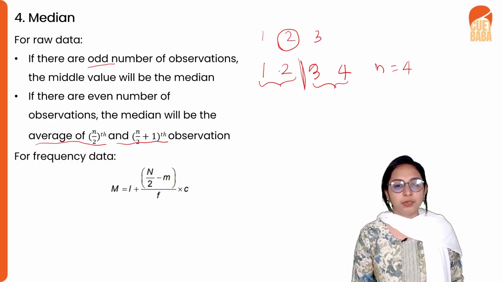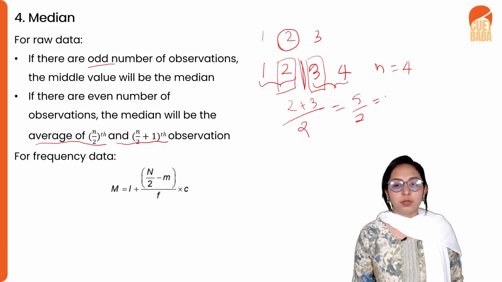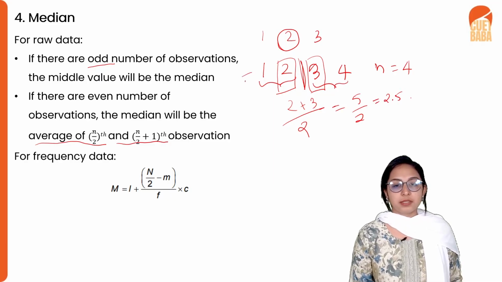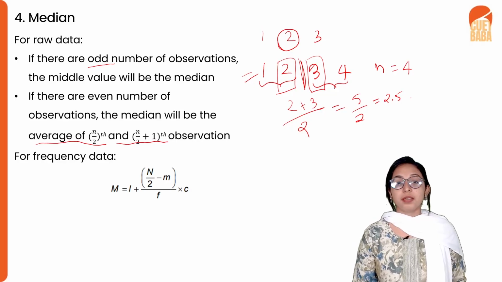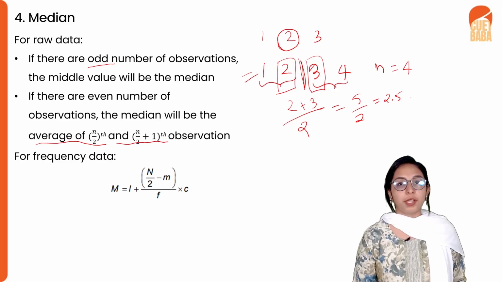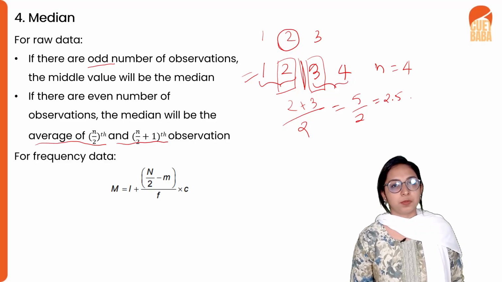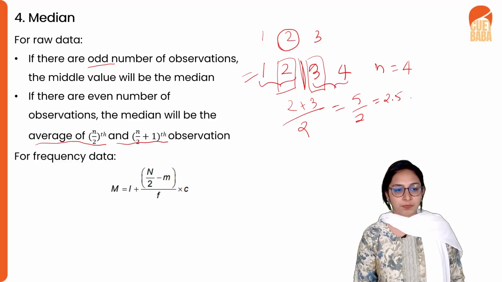So n by 2 will be 2 and n by 2 plus 1 will be 3. So we are going to find the average of this, that is 2 plus 3 divided by 2, which is 5 by 2 equal to 2.5, the median of this data. When there are an even number of observations, we find the n by 2th observation and the n by 2 plus 1th observation and find the average of it.